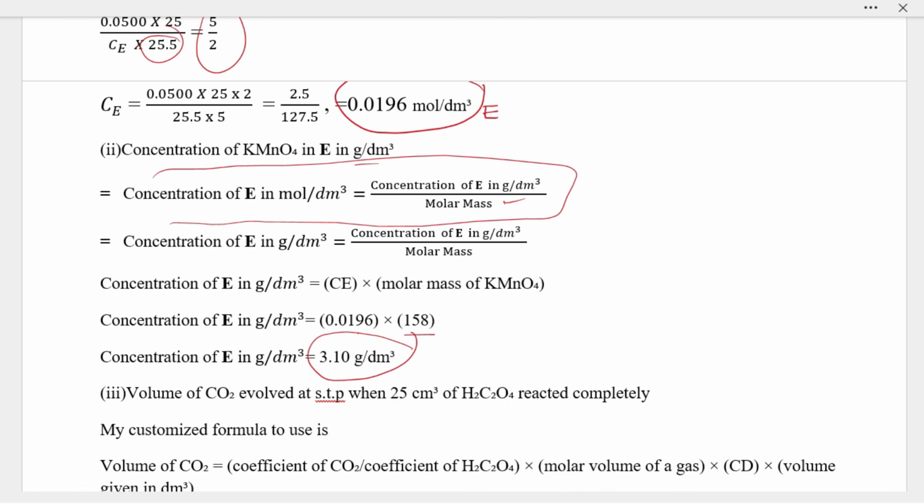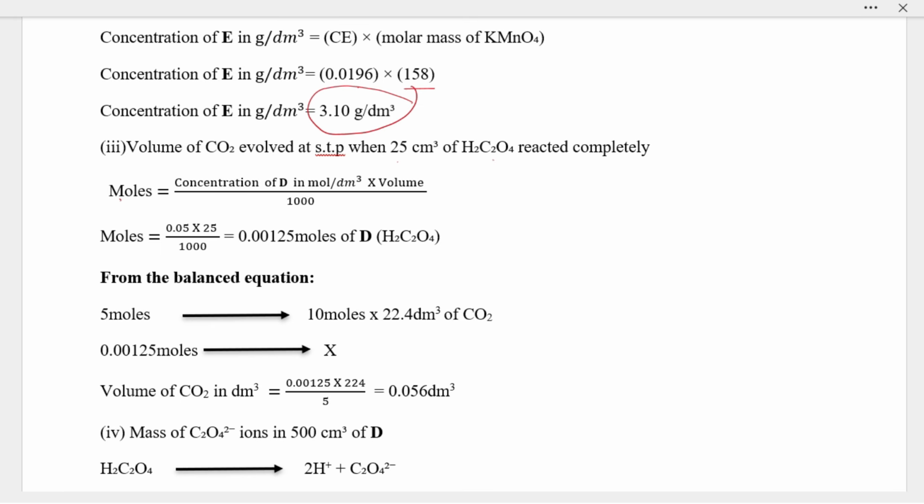What is the volume evolved? Amount in mole is equal to CV over 1000, which is the concentration of D in mol per dm³ times volume of D divided by 1000. Concentration of D is 0.05 multiplied by 25 of D divided by 1000, which gives us 0.0125 moles of D. Now from the balanced chemical equation, we realize that 5 moles of D will produce 10 moles of CO2.